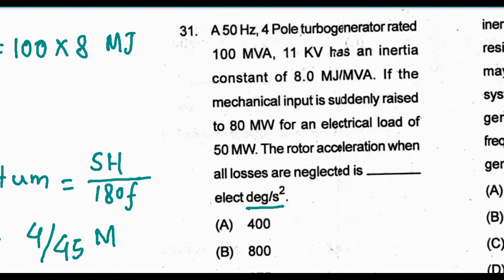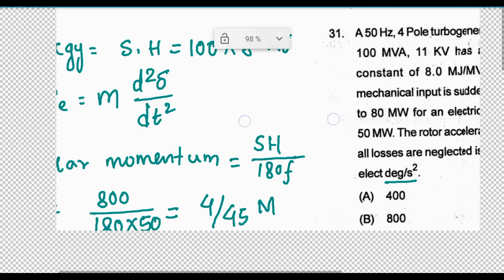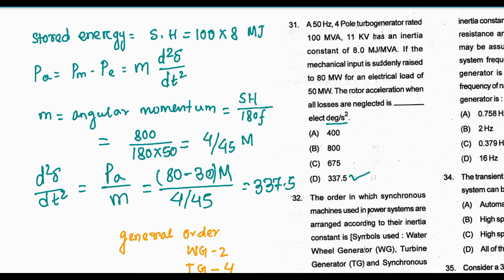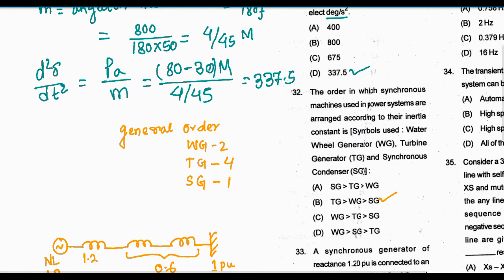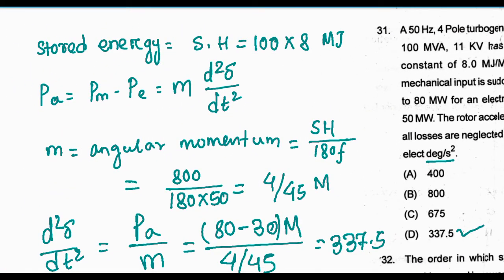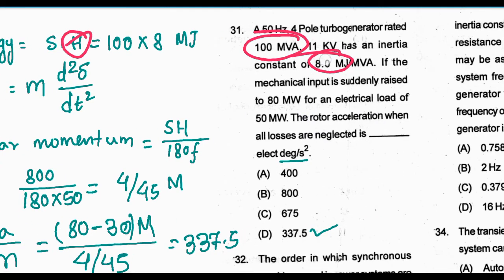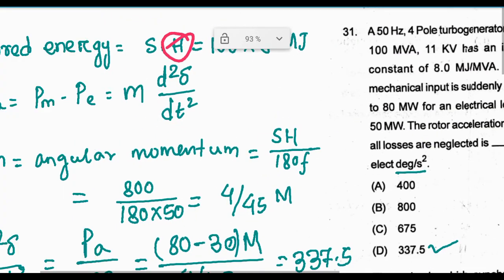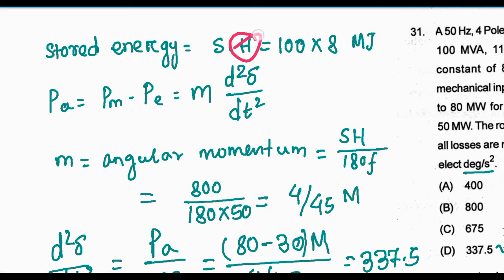Oscillation frequency. So to find the oscillation frequency, first thing, what is the stored energy? This is not actually required, stored energy calculation is not required, but we can calculate it here. Stored energy equals S into H. What is S? S is the capacity, that is 100, and H is the given inertia constant. So here we get stored energy as 800 megajoule.